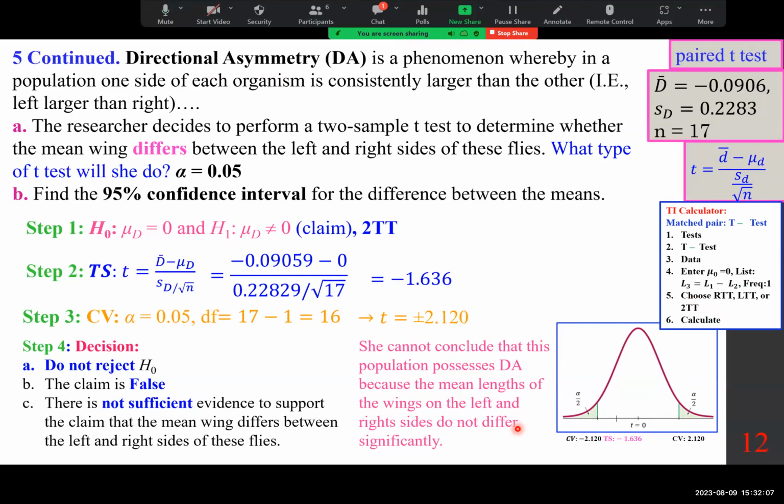Now, if we go with the technology, we can do the t-test, and you can put the information from L sub 3, which is L sub 1 minus L sub 2, and do the two-tailed test. You can try it with technology.